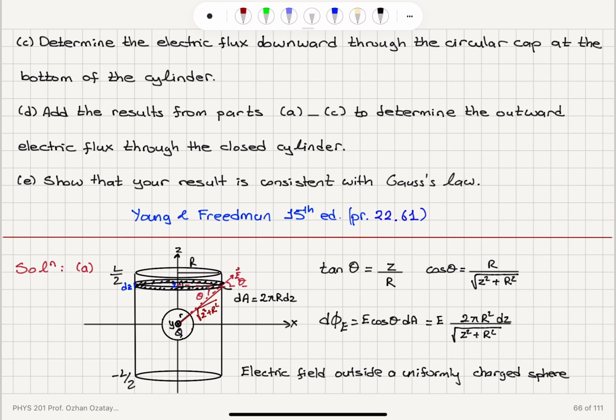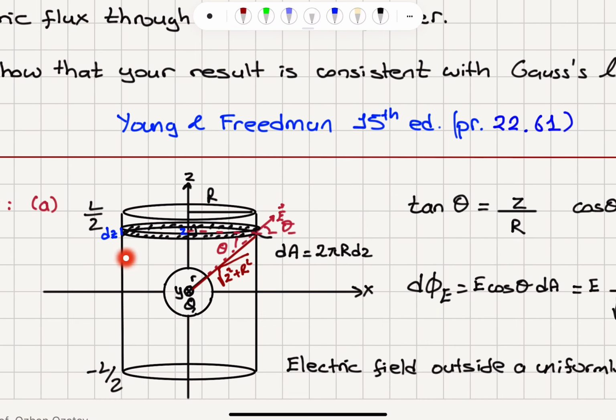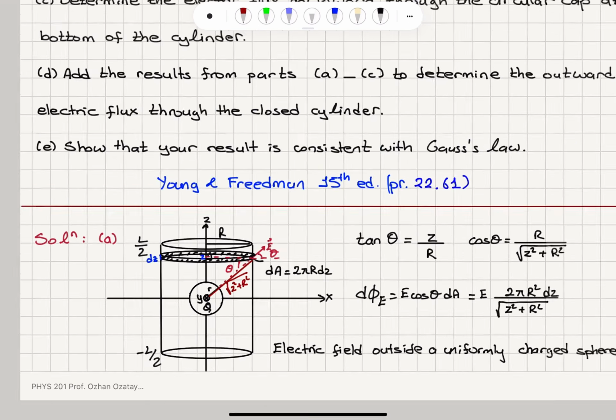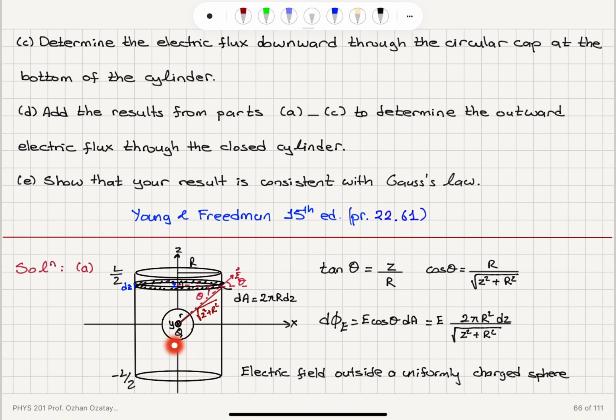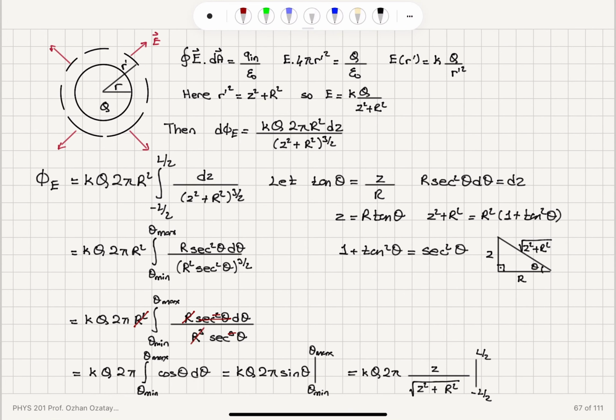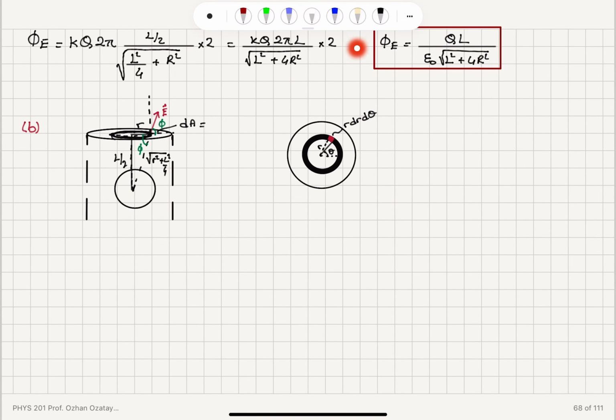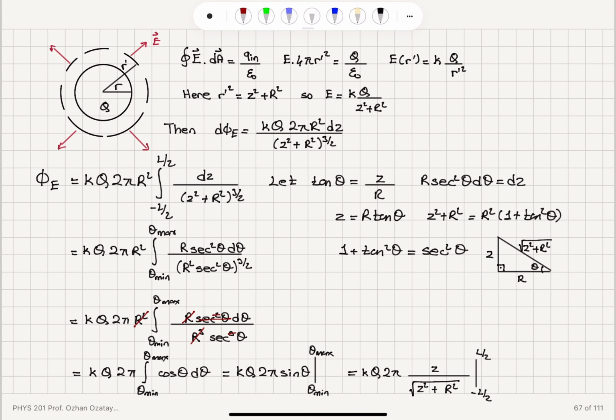So we wanted to find the flux through the side surface of the cylinder, and for that purpose we found the electric field created by the sphere for a radial distance r prime greater than the radius of the sphere r. So outside the sphere we found the electric field to be kq over r prime square, where k is Coulomb's constant, using Gauss's law. And we finally got our result for the flux through the side surface.